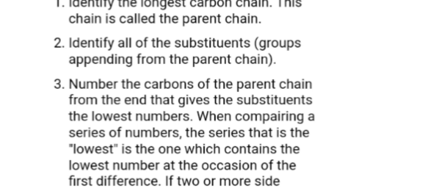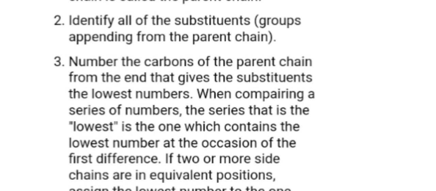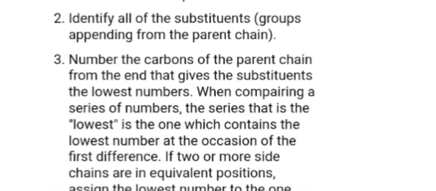Then rule 3. Number the carbons of the parent chain from the end that gives the substituents the lowest numbers. So you are going to number all the carbons in the parent chain only. We don't number substituents. Take note of that. We only number the carbons along the parent chain only.